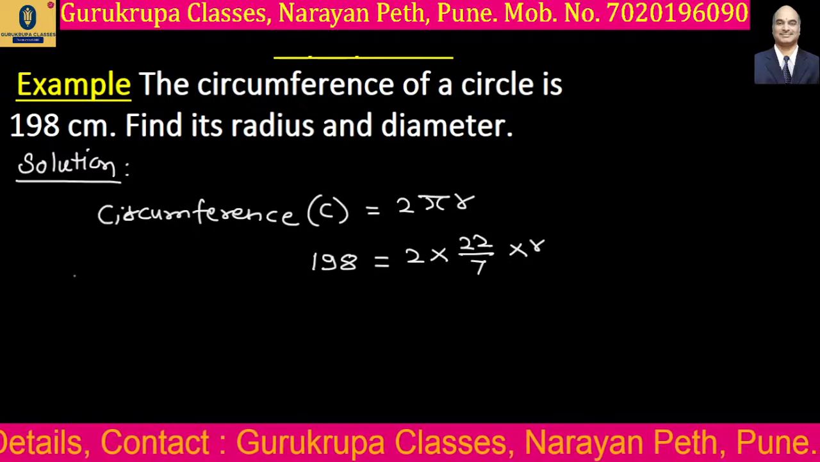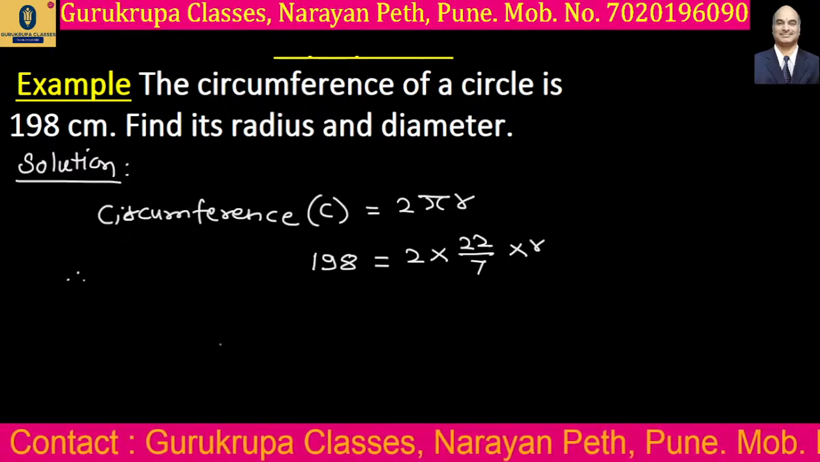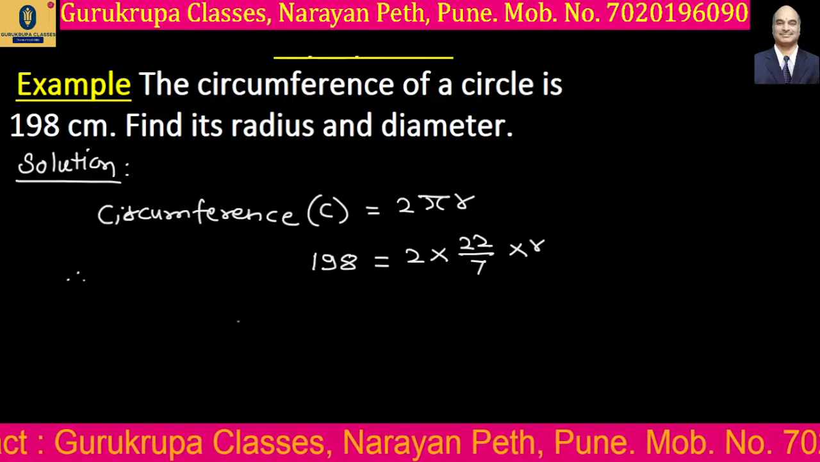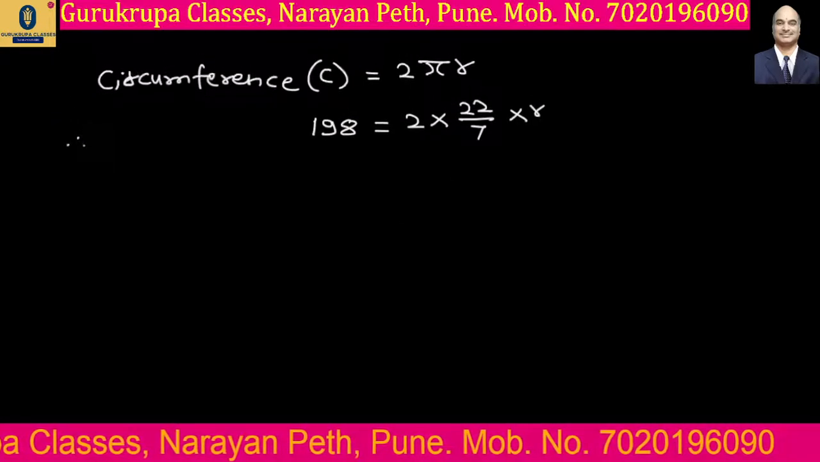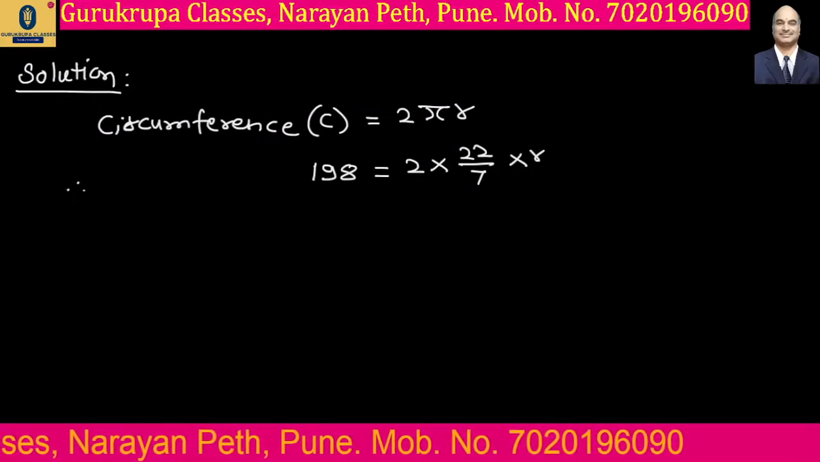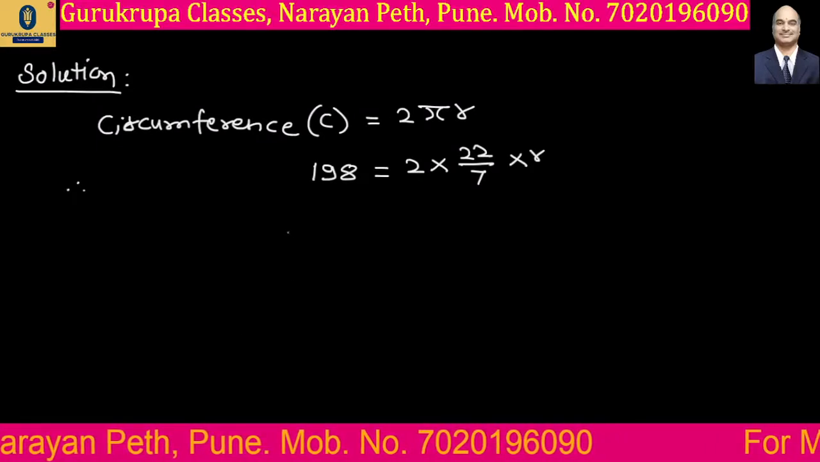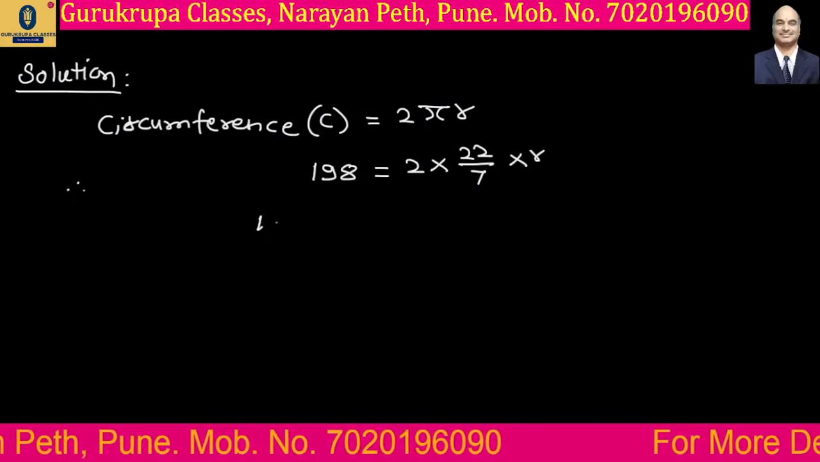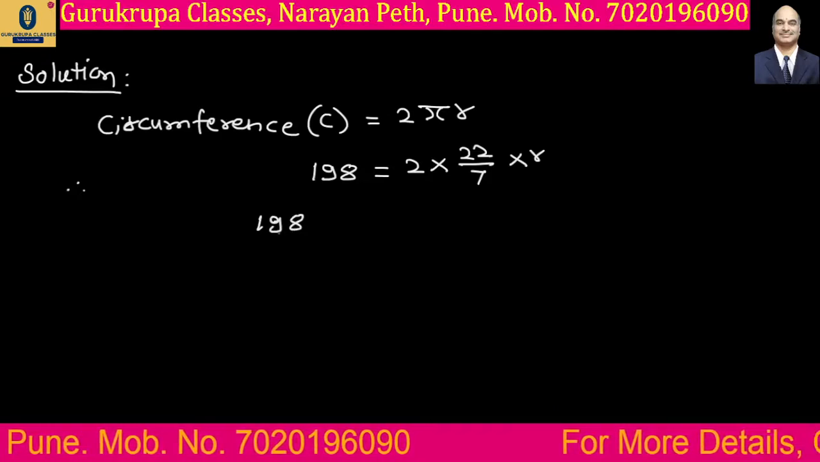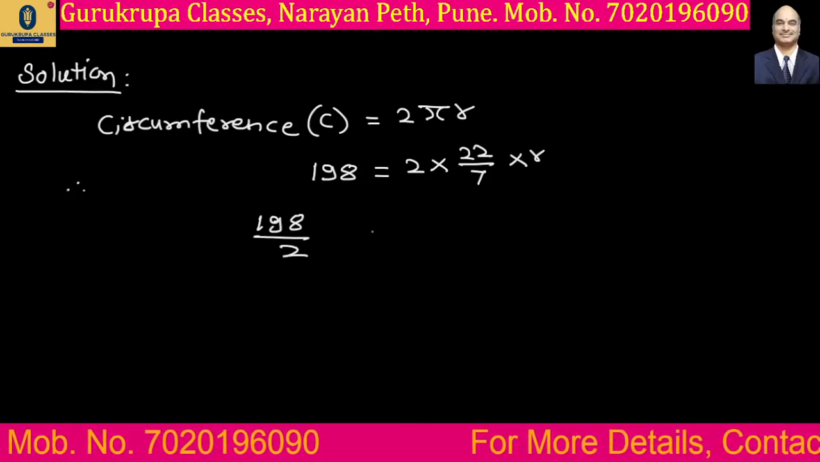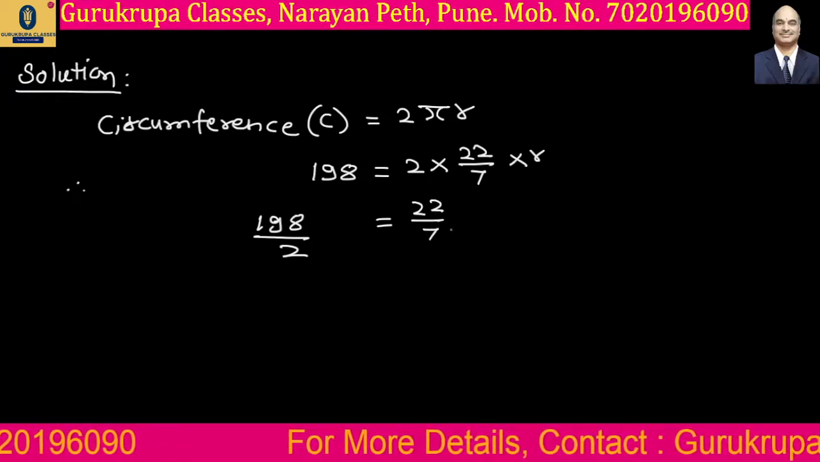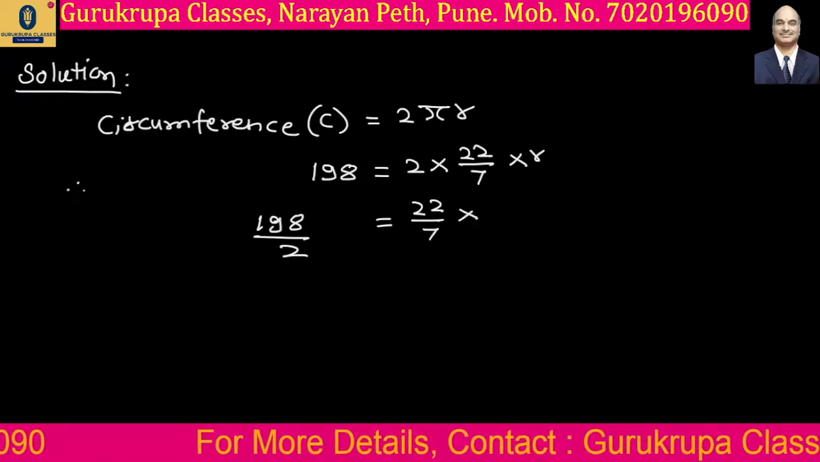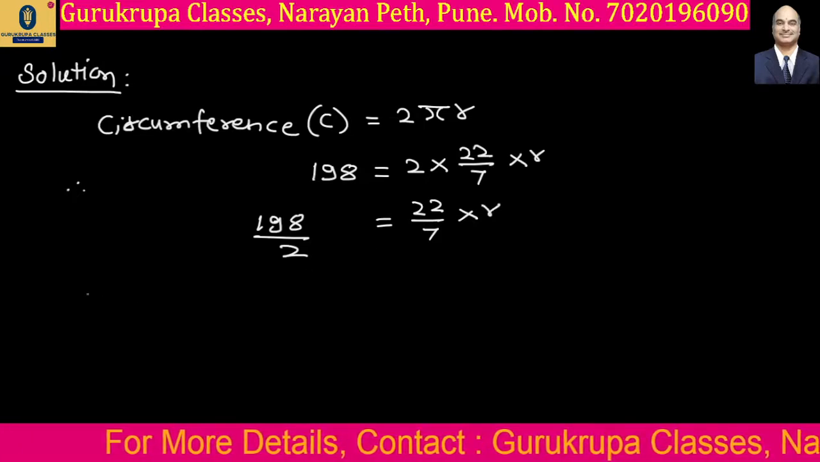So therefore, now what is the next step? This step is only filling the values. What would be the next step? So next step, we transpose this 2 to the denominator side. So we get here 22 upon 7 into r.